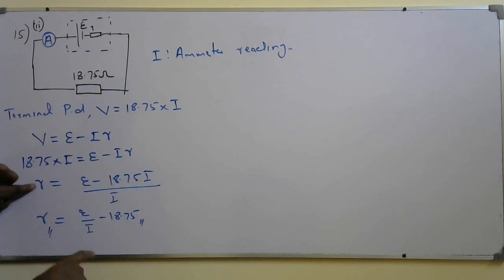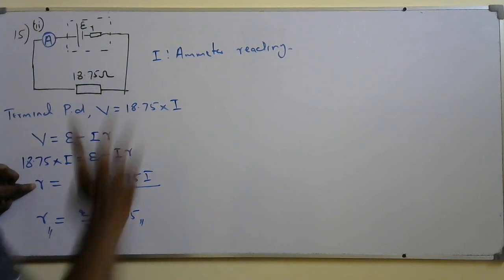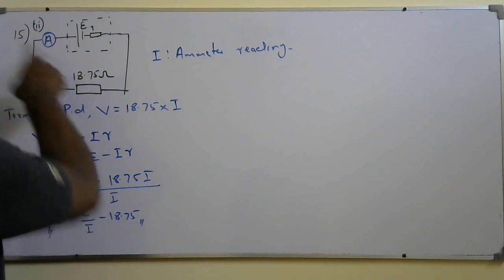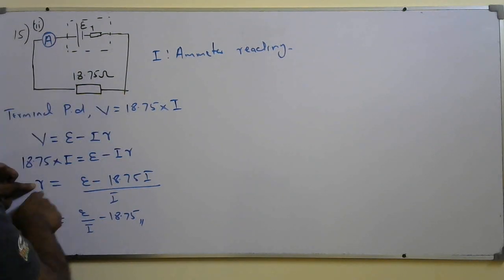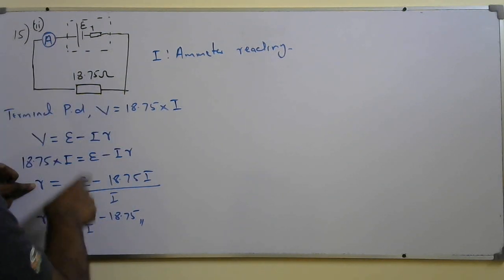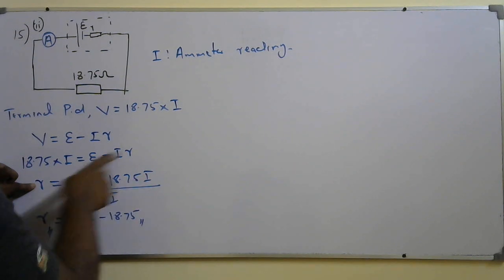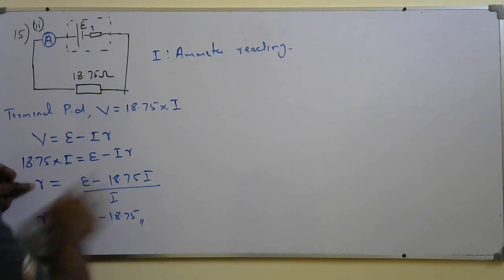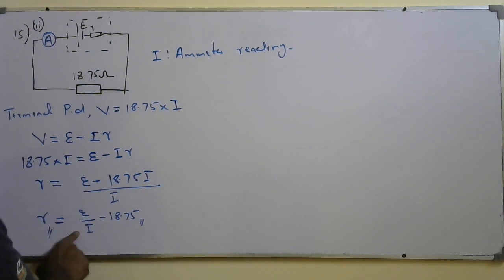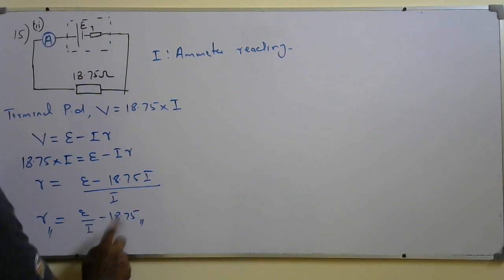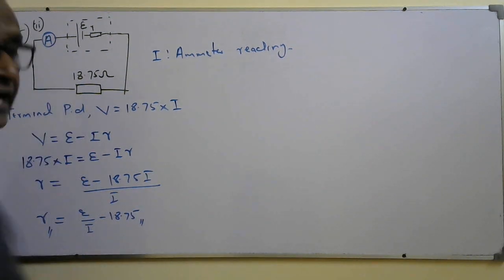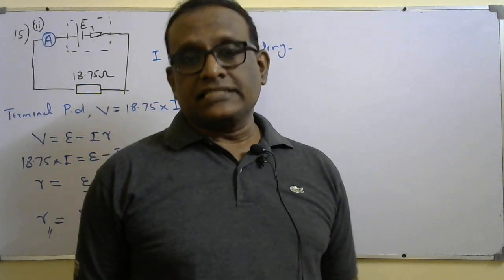I need to make r the subject. I need to find r. Just one reading I took, that is the ammeter reading. So r is equal to EMF minus 18.75 I, divided by I. So this I can write partially as EMF over I minus, this I will get cancelled, 18.75. From this I can find the internal resistance of the cell.